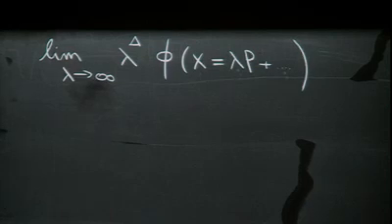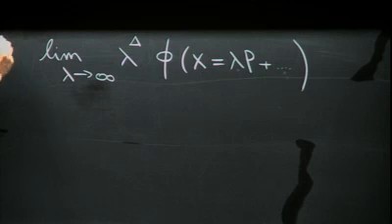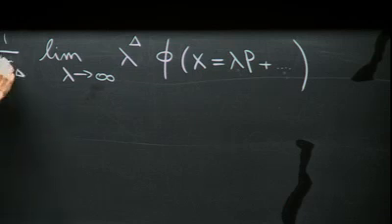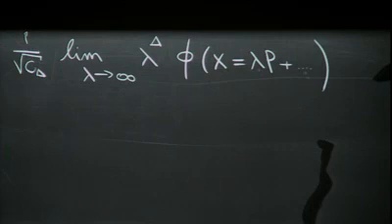And actually, for convenience, if you want to get this operator to be precisely normalized to have unit 2-point function, you just divide here by the square root of c delta. But okay, that's just a normalization. It's not crucial.